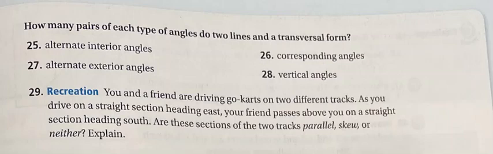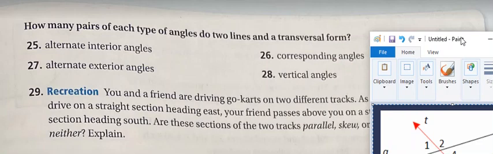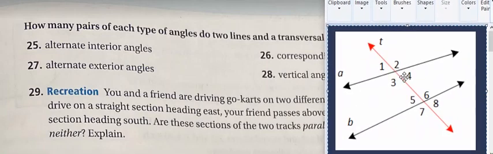Okay, now let's take a look at a couple of these questions here. How many pairs of each type of angles do two lines and a transversal form? So what we need to do is visualize or write out what two lines and a transversal form. It would look something like this. Basically you have your two lines and then a transversal intersecting those two lines, and then you would have all your angles accordingly. So that's the first thing that we need to do.